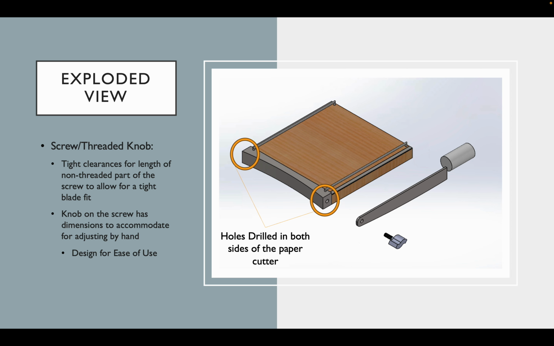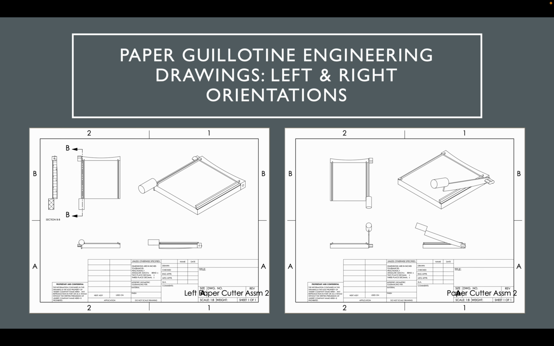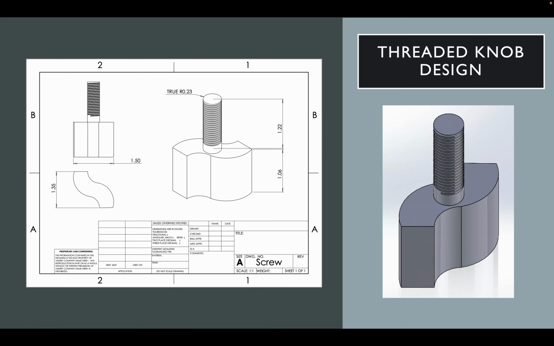And so the holes are drilled on both sides of the paper cutter as well. Here are the drawings I made, with the left one being the left paper cutter assembly and the right being the right paper cutter. And as you can see, the blade moves, so it still has that freedom of rotation like the typical paper cutter does.